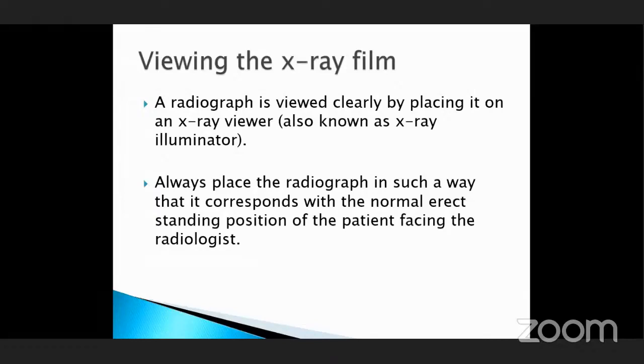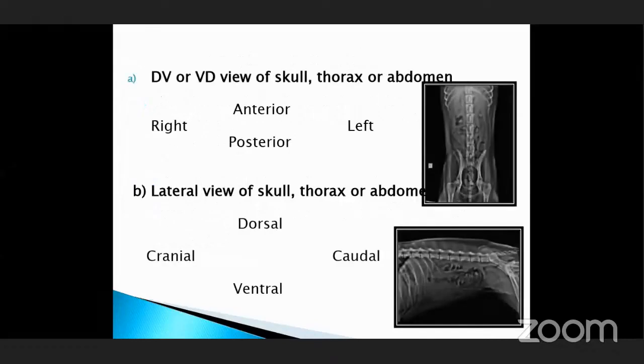Now, for the placement of radiograph, the VD or dorsoventral view of skull, thorax or abdomen are placed in such a way that the anterior or cranial portion of the patient is upward, that is towards sky, and the caudal or posterior portion is downwards towards earth. The right of the patient is towards the left of the radiographer, and the left of the patient is towards the right of the radiologist.